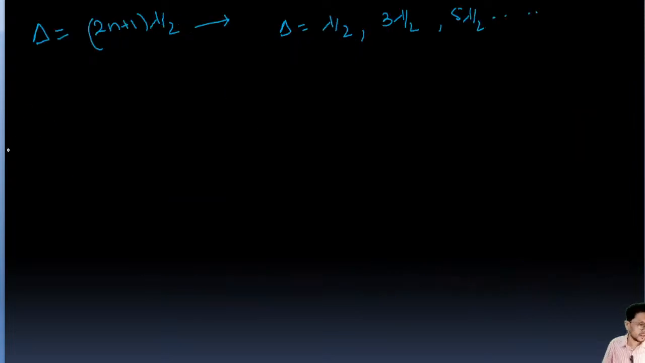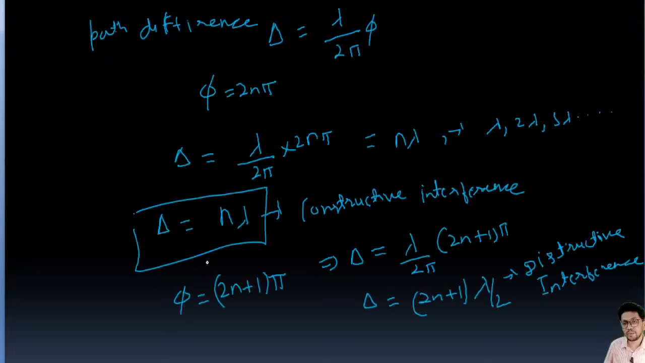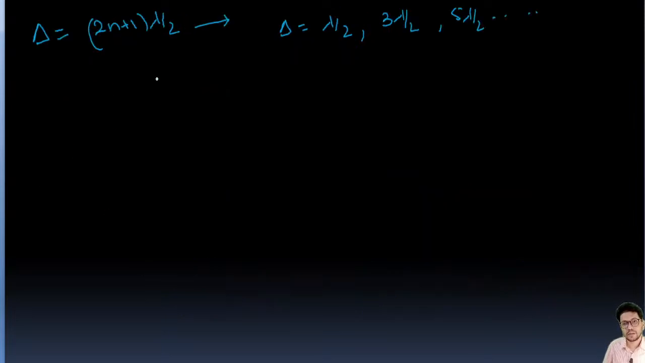So these are the ones, very important. For maxima the condition is path difference delta equal to n lambda. And for minima, or destructive interference, the path difference is delta equal to 2n plus 1 lambda by 2. Okay, so these are the formulas. This is about interference.